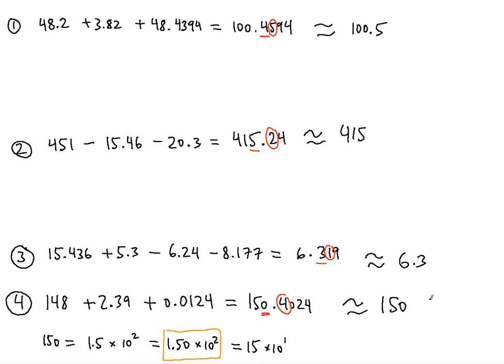Okay, so we should erase this, and we should write this as 1.50 times 10 to the 2.